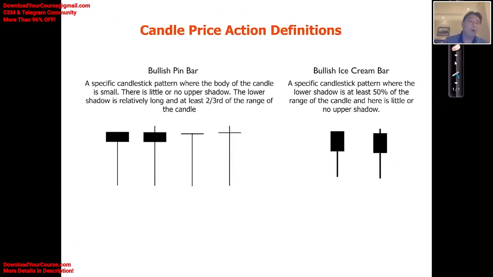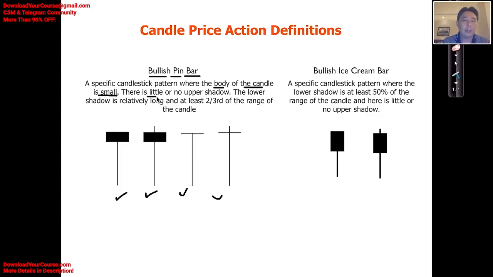Okay, let's move on to more candlestick price action definitions. Next is to understand what is a bullish pin bar. Okay, so a bullish pin bar is a specific candlestick pattern where the body of the candle is really small. So take a look at these four candles. 1, 2, 3, 4. All four of them qualify to be bullish pin bars. Why? Because they have very small candle bodies in relation to the entire range. And you can see that in these two cases, the candle body is just a line, because the opening price and the closing price is the same price, so it's just a line. So that's the first definition. Body has to be small.